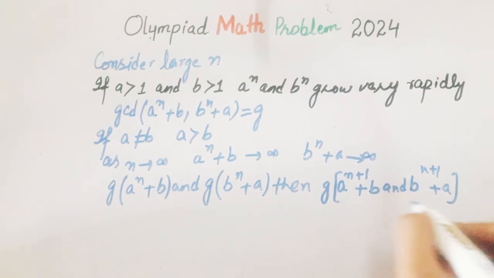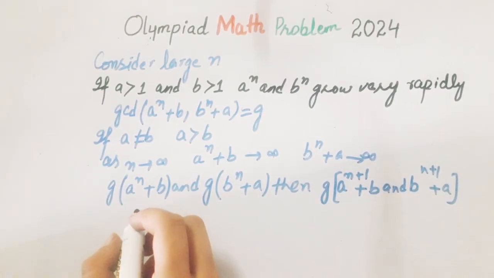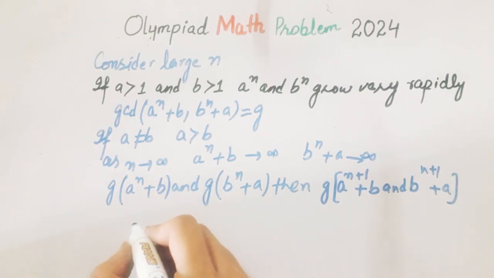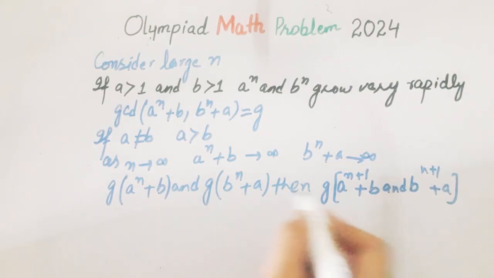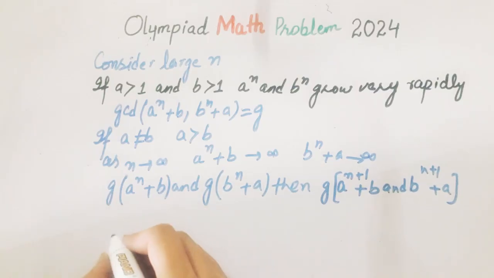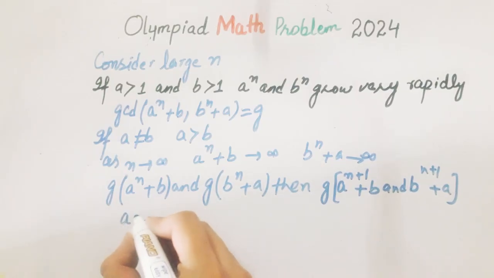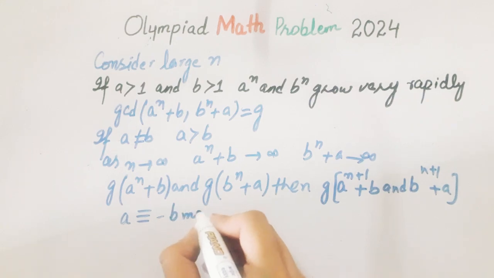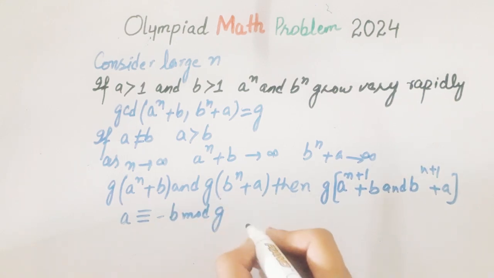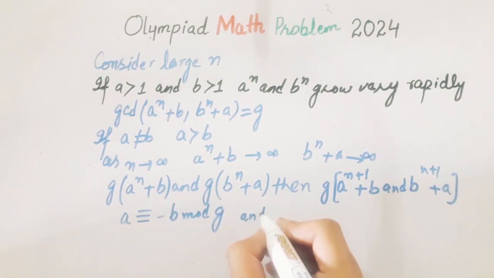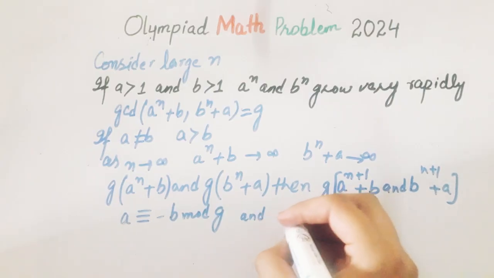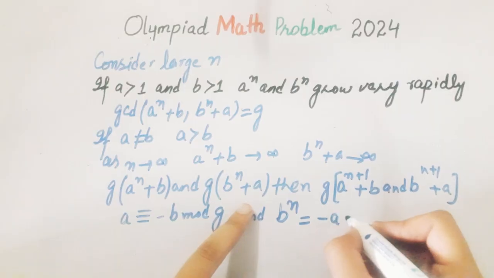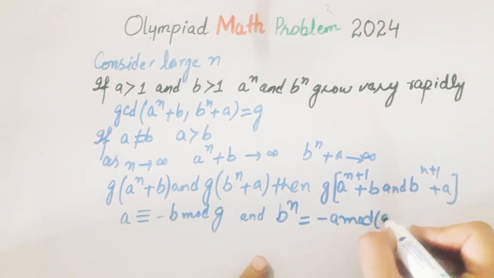We can take g also common from this, which implies that we have, from this g raised to power n, we have a is congruent to the minus b mod of g, and from this one we have b raised to power n is equal to the minus a mod of g.